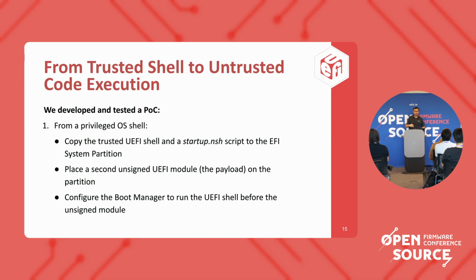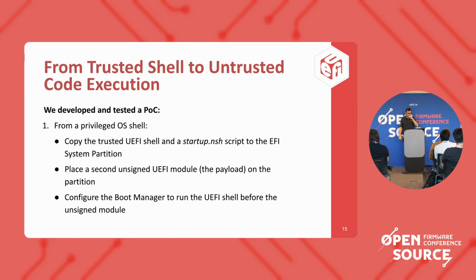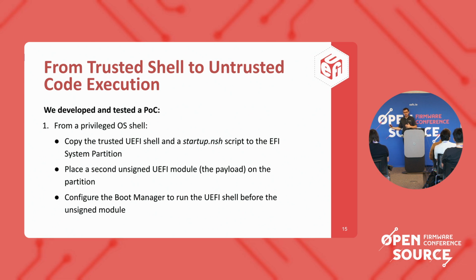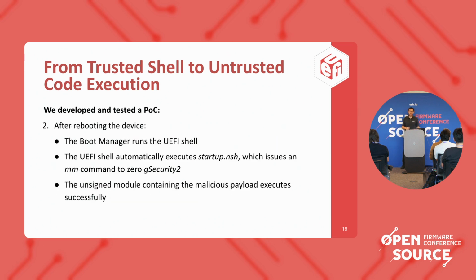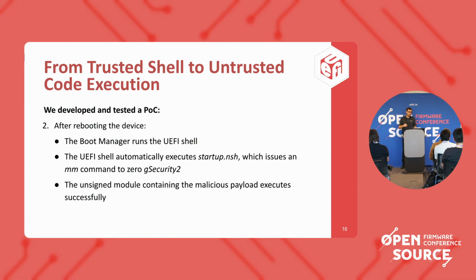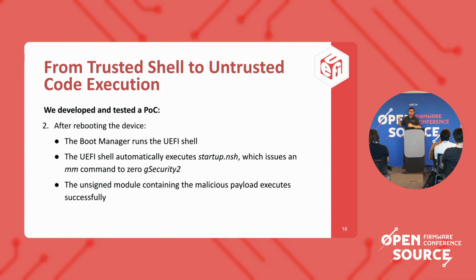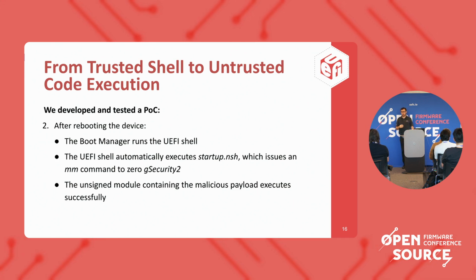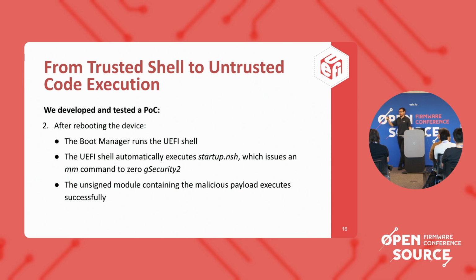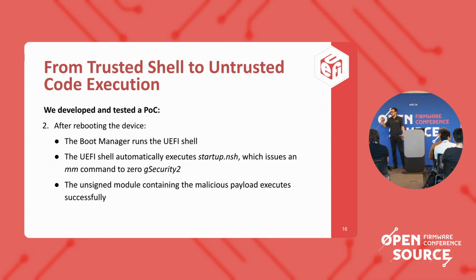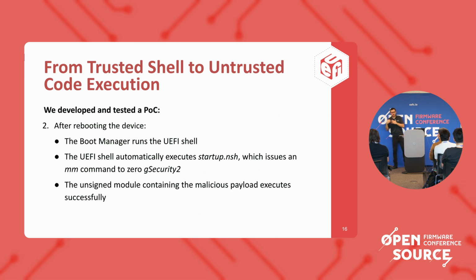And finally, we configure the boot manager to run first the UEFI shell and then the unsigned module. Okay, so the environment is ready. Now we reboot the device. And what happens is that the boot manager executes the UEFI shell because we just instructed it to do so, right? The UEFI shell will automatically execute the startup.nsh script, which contains the command which overrides the gSecurity2 variable.